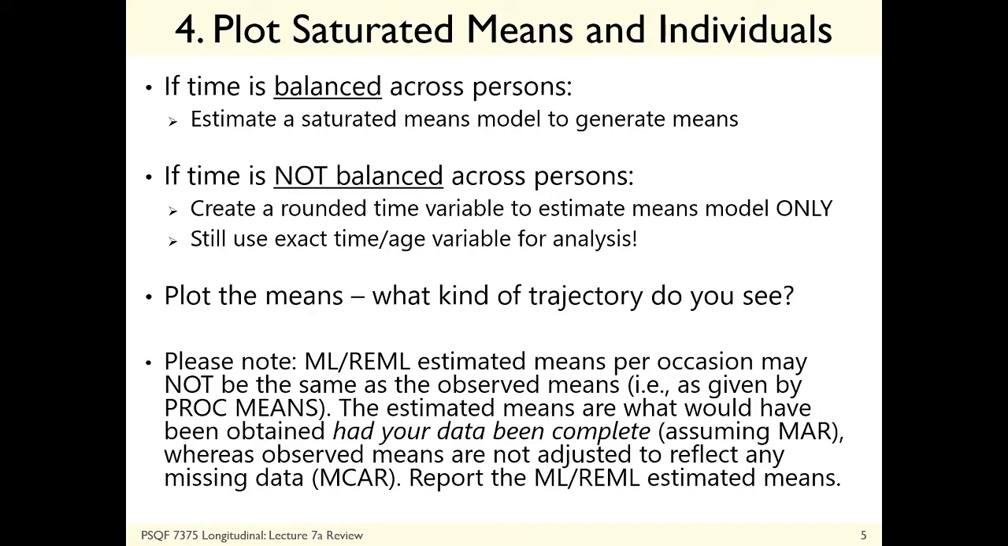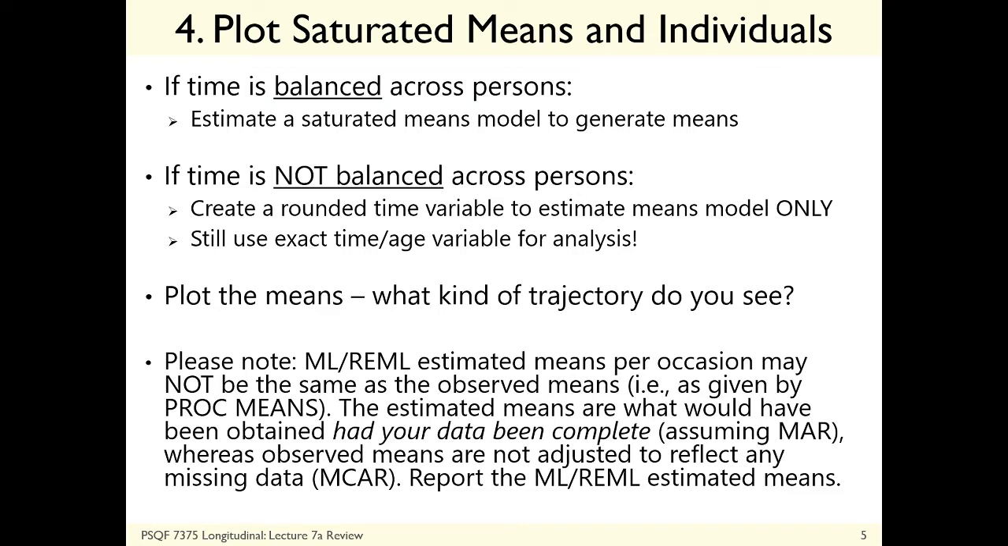Then it's time to get a sense of what the trajectory is like that you're trying to model. So saturated means model is the way to go here. That's the idea that we estimate a model in which each occasion gets its own mean, just for descriptive purposes. In homework 6, I'm asking you to compare how well your piecewise model is fitting the saturated means as an inferential, but even if you don't have balanced time, you still want to be able to do this just to be able to make a picture. So if people differ in their time schedules, I would round time into convenient intervals just for the sake of making this picture to try and get a sense of what the trajectory looks like.